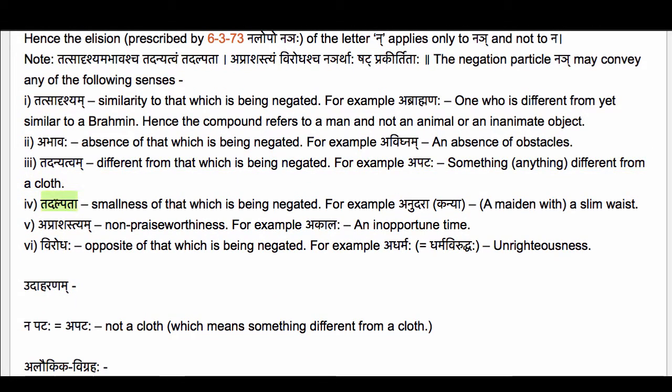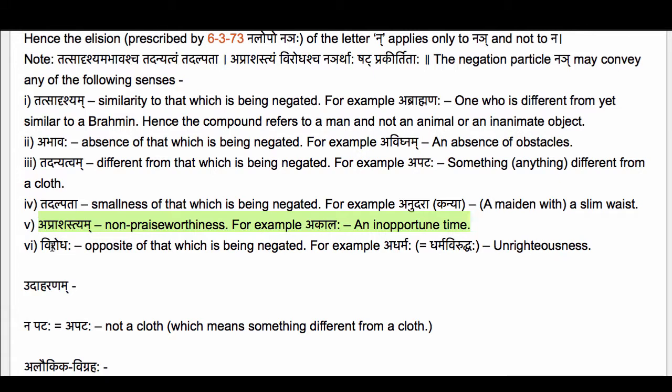Okay, the next sense is tadalpata, smallness, minuteness of that which is being negated. For example, anudara Kanya, a maiden with a slim waist. It's not that she has no waist, it's a very slim waist. The literal meaning of Anudara would be no stomach, no waist. But in reality what it means is a slim waist, a small waist. This is how the particle nai conveys smallness of something. Next meaning is aprashastyam, non-praiseworthiness. For example, akalaha, an inopportune time, not a proper time, not a good time. For example, akale mrityuhu, death at an inopportune time. It is not an auspicious or proper time to pass away. So here akalaha doesn't mean not time, it means inopportune time.